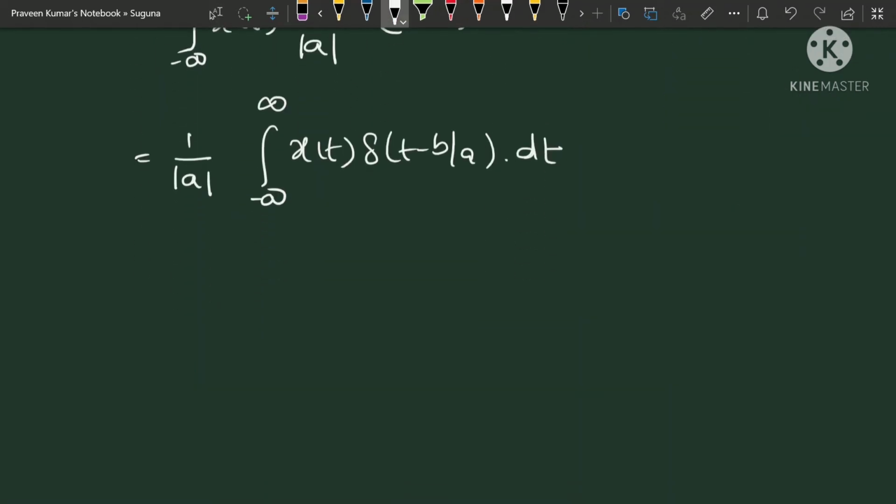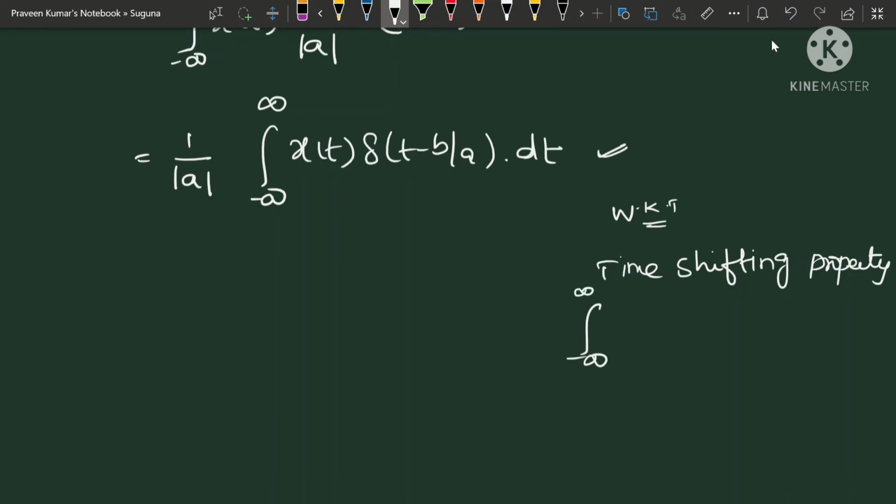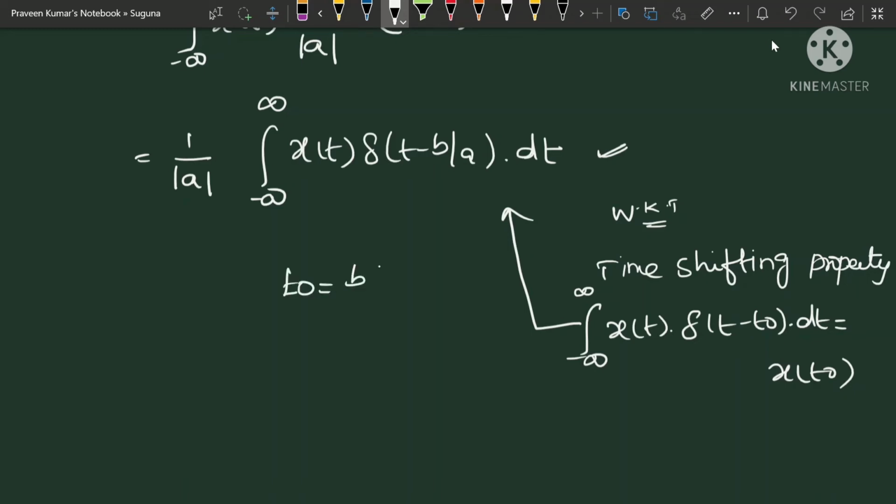Okay, this equation is in the form of the time shifting property. So we know the time shifting property, right? What is the time shifting property? It says integration minus infinity to plus infinity x of t del of t minus t naught into dt is equal to what? x of t naught. Okay, so compare in the equation, it is the same. x of t is there, del of t minus b by a. In del of t minus t naught, we have del of t minus b by a. So here t naught is equal to b by a. So our expression becomes 1 by modulus of a into x of t naught, that is b by a. This is our RHS, right?